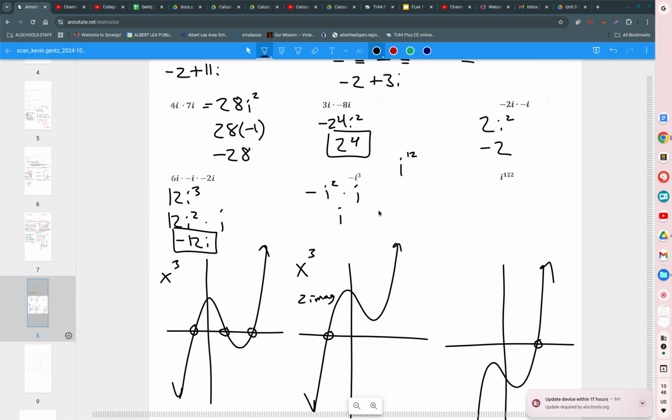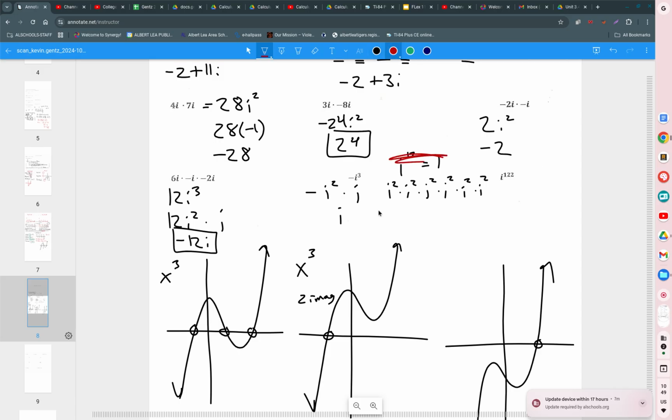i to the 12th, that'll be i squared times i squared times i squared times i squared times i squared times i squared, right? Negative 1 times negative 1 is 1. Negative 1, 1, negative 1, 1. So if it's the 12th, it's 1. So then it's 1. But that's not.